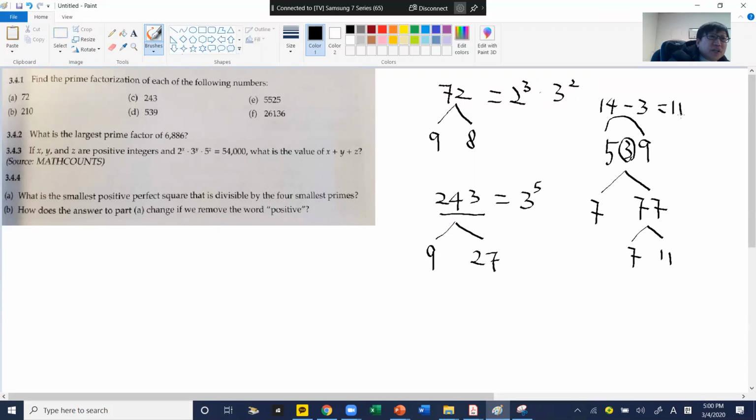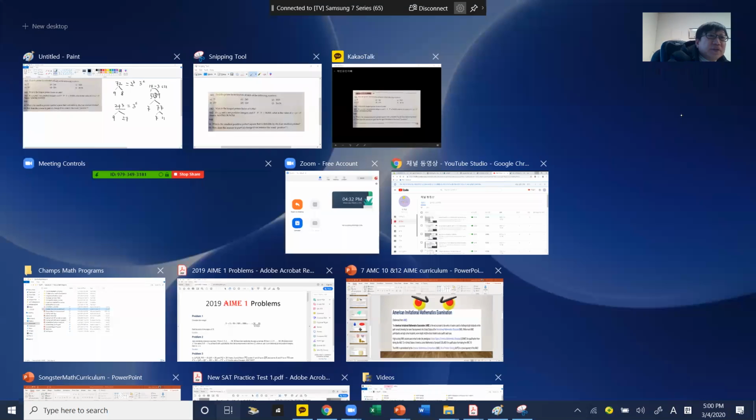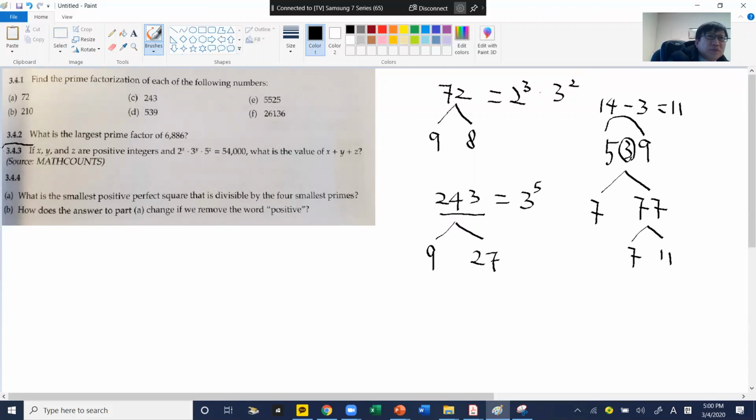Now I'm going to check number 2. Look at this number, 6,886. That one is an even number, right? You can divide by 2, right? By 4, it doesn't work. But I want to say that this one is divisible by 11. How? This way, alternate digit sum, okay?